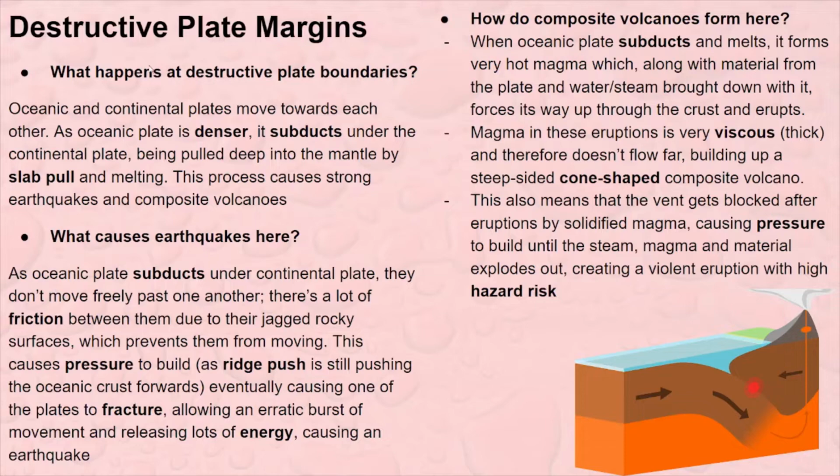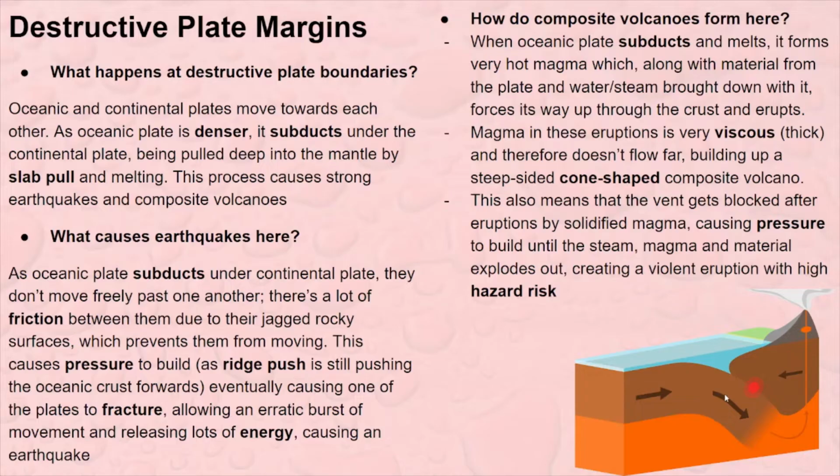Destructive plate boundaries, or convergent plate boundaries or margins. There are many different types, but you only need to worry about what you need to see in the diagram. We get a dense oceanic plate and a continental plate moving towards each other, and what happens is, because the oceanic plate is denser, it gets pushed under, it subducts under the continental plate, creating composite volcanoes and earthquakes.